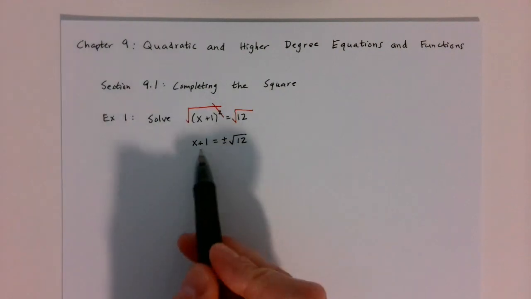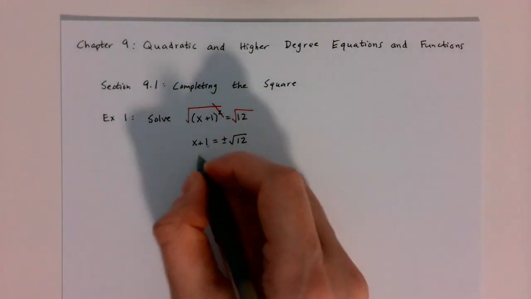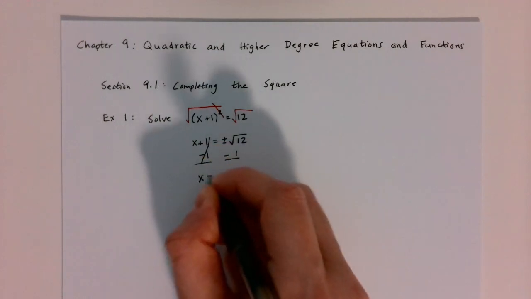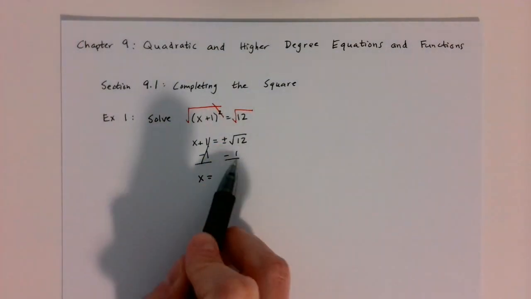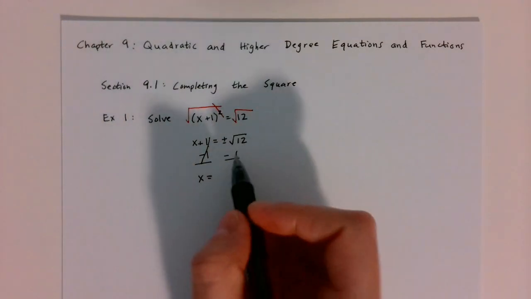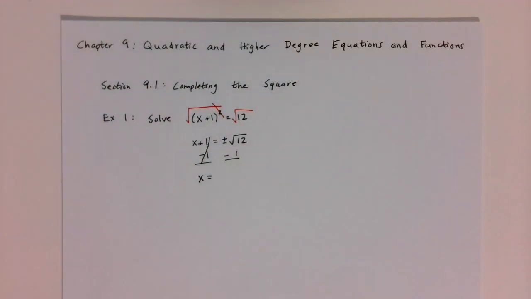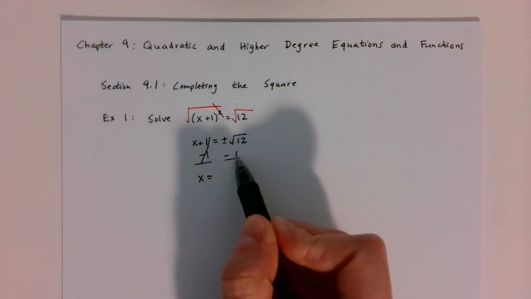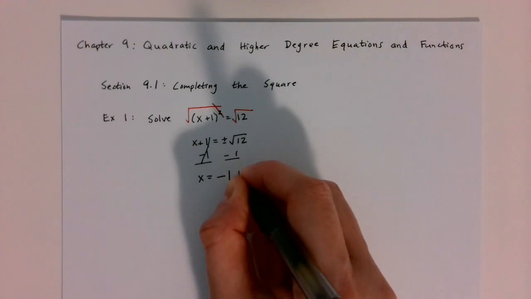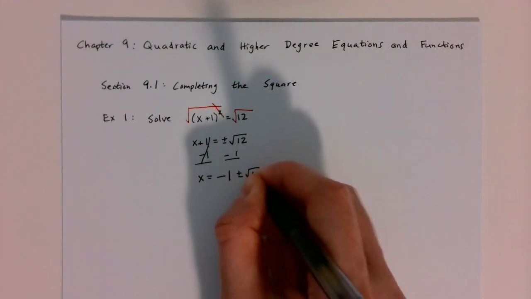All right, then I need to isolate my x, so I'm going to do -1 on both sides. And we can see that on the right side, we do not have like terms, right? This is an integer or a constant, and this is a radical. What we're going to do, since we can't combine them, we have to write both terms. And what we want to do is we want to write the constant first. So we're going to do -1 plus or minus radical 12.